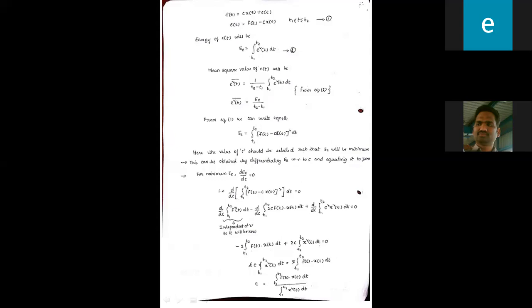integral t1 to t2 f of t, x of t dt, denominator the integral t1 to t2 x square of t dt. Okay.